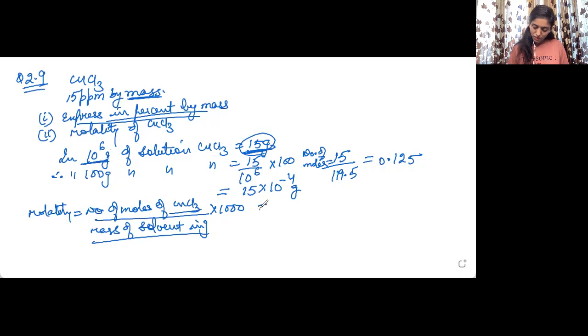So you can directly write it upon 10 raised to the power 6 multiplied by 1000. That gives 0.125 into 10 raised to the power minus 3. You can convert it into scientific notation.